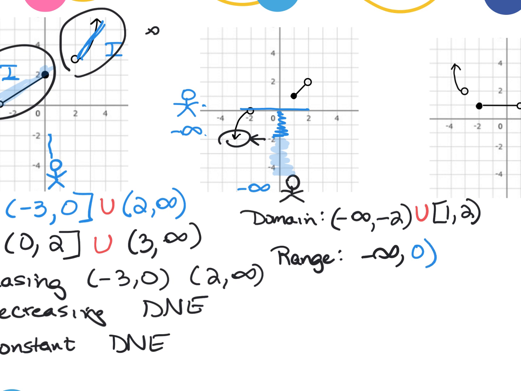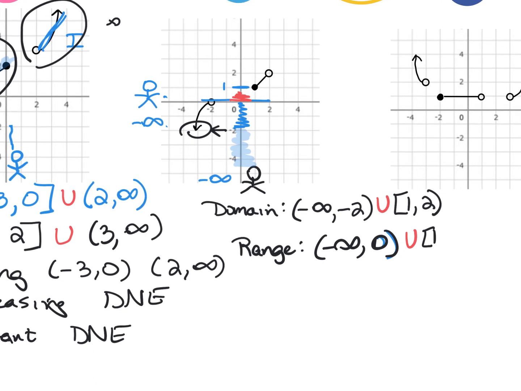Oops, let me change this color. And now I got a gap again. Then my next y value where it starts up again is at 1, and it's a closed circle, so it's a bracket. And then it keeps on going, and then it stops at 2. And it's an open circle, so it's a parentheses.